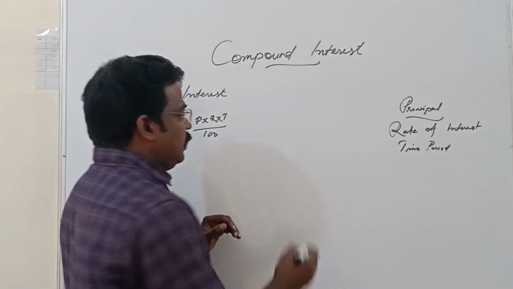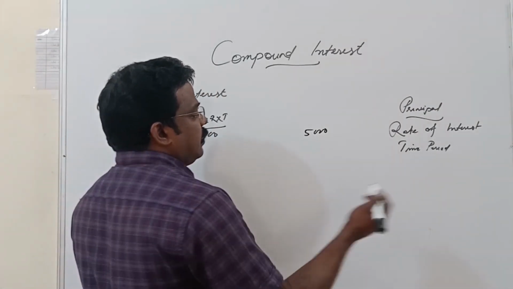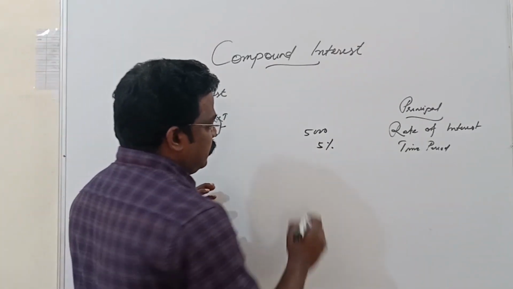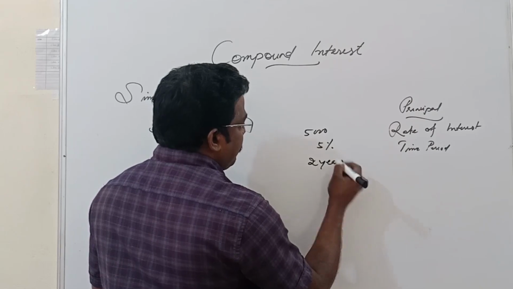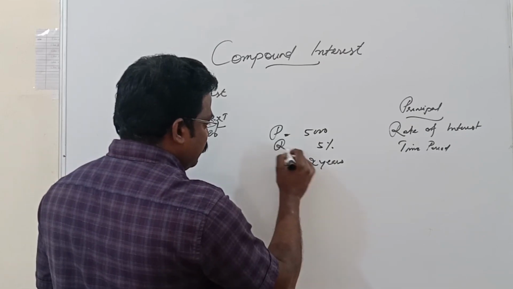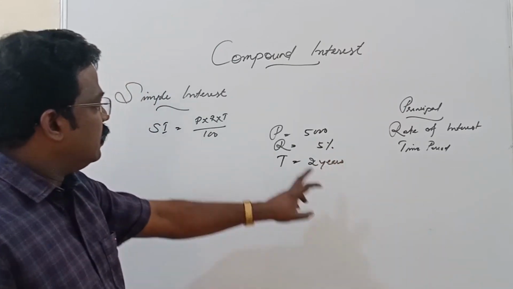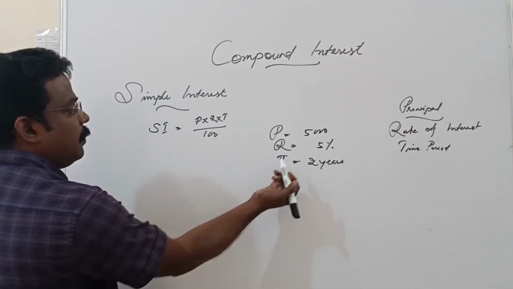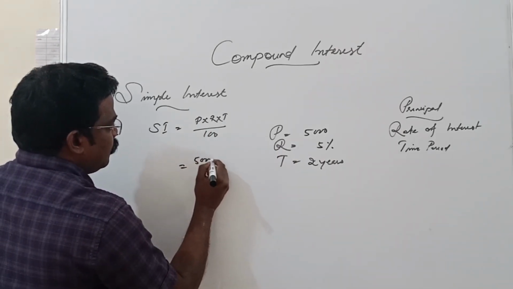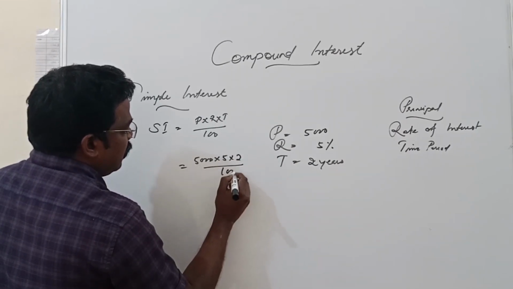Now you learn what is P, what is R and what is T. Just imagine that you have taken 5,000 rupees from the bank. The bank told you to pay 5% interest on that, and you have to pay back after 2 years. So here P equals 5,000, the rate of interest R equals 5% and the time duration T equals 2 years. So you got these three terms. We can put these values in this equation. So P 5,000 into 5 into T, 2 years, by 100.